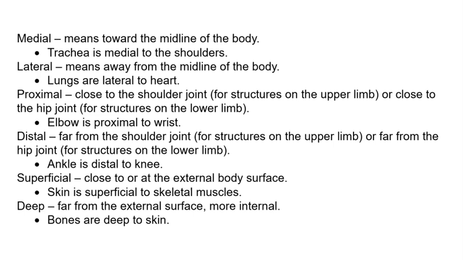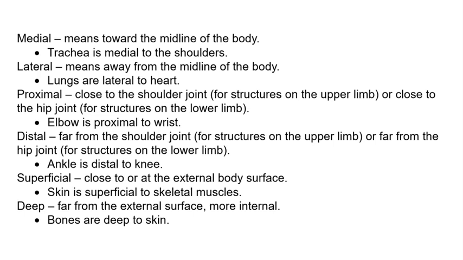The opposite of that would be distal. Distal is a term that means far from the shoulder joint if that particular structure is located on the upper limb, or far from the hip joint if that structure is located on the lower limb. So in this example, we would say that the ankle is distal to the knee because the ankle is further from the hip joint than the knee is.